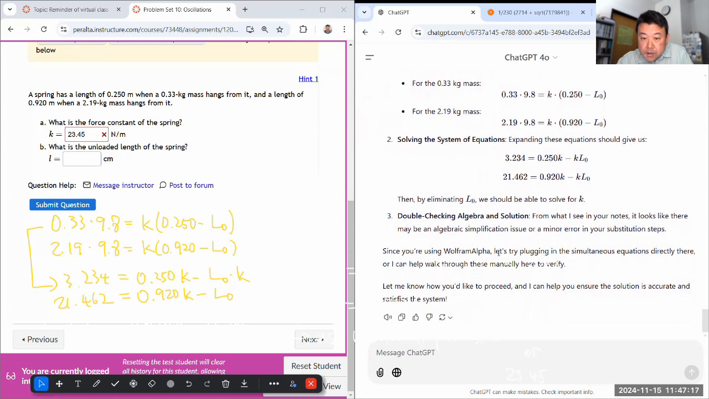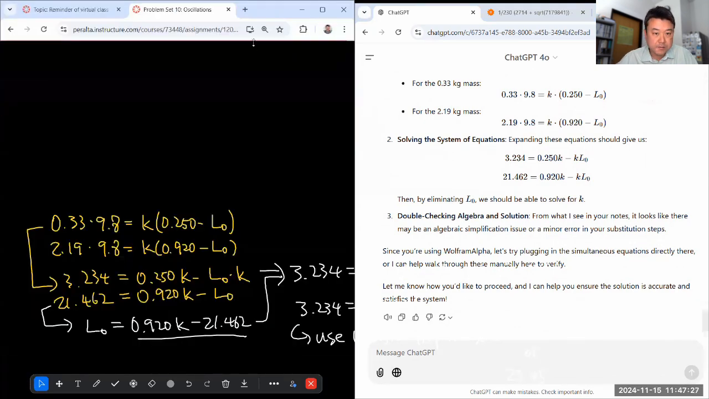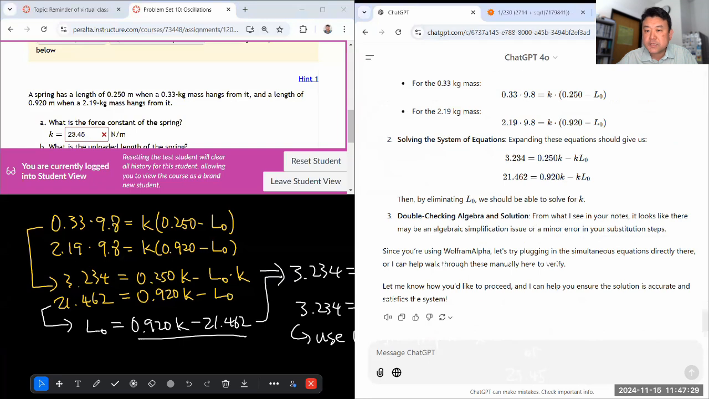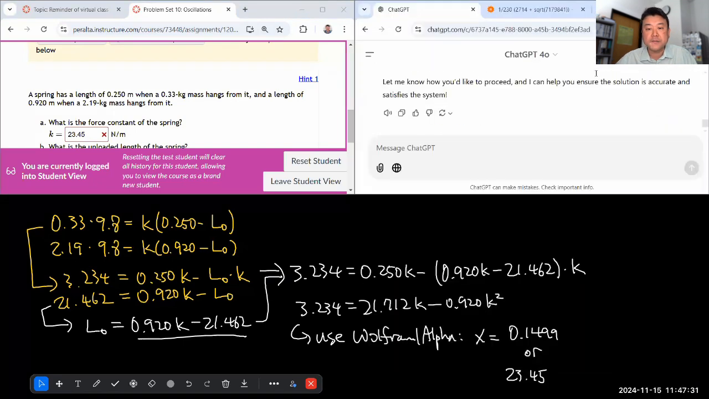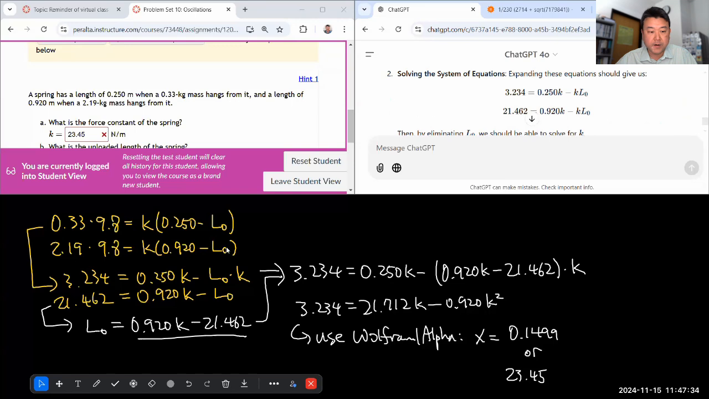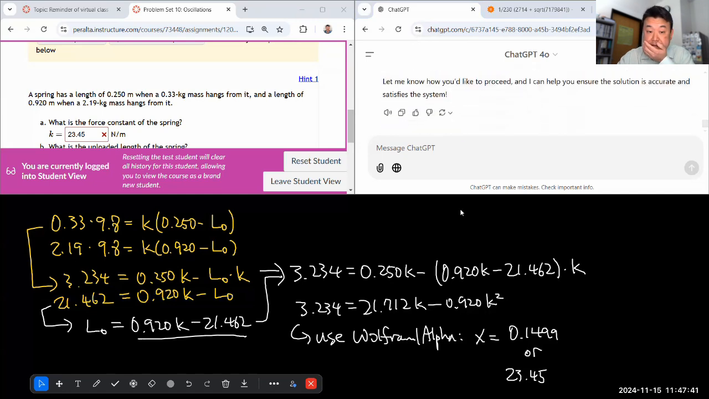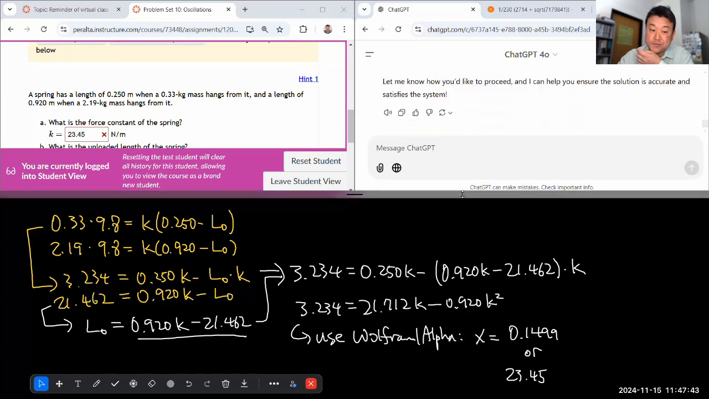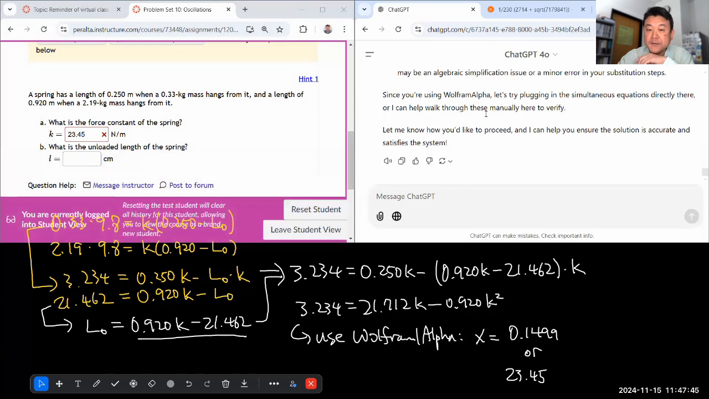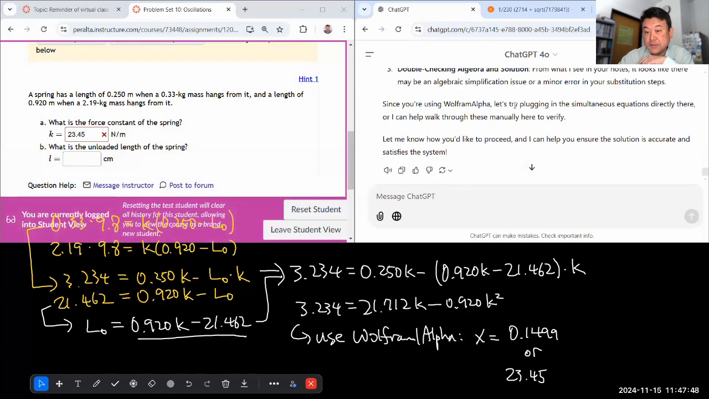So I guess seeing this far, you might be able to see for yourself that, like if you saw this far and compared it to this, you might realize that, oh, I forgot k there. Now, if you didn't, then it's making a suggestion that could be interesting. It's saying, since you are using Wolfram Alpha, let's try plugging in the simultaneous equations directly there.